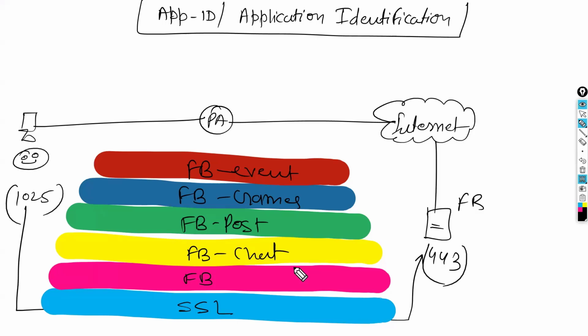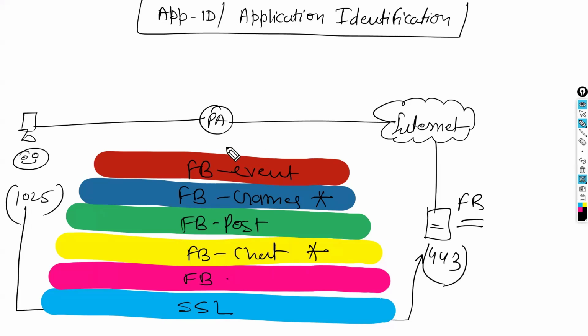Multiple options are there. Now, what do we want? We want, as an engineer or just out of curiosity, that the user should be able to access Facebook. The user should be able to access posts, but the user should not be able to access chat and should not be able to access game applications when accessing Facebook. So we can control Facebook chat and Facebook games with the help of App ID.